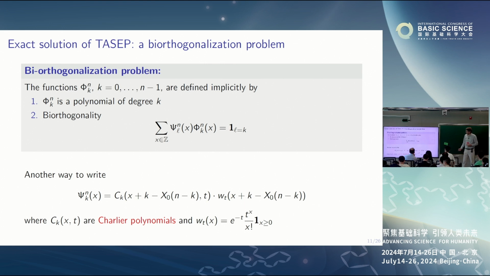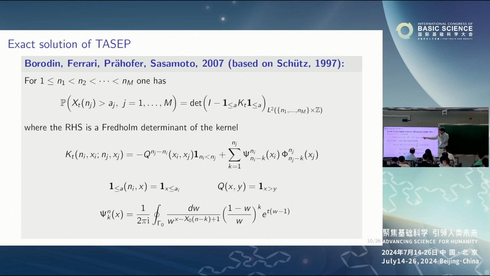Okay, so why is this formula nicer than Schütz's formula? Because now on the right-hand side we have a Fredholm determinant. So the Fredholm determinants are natural generalizations of the usual determinants in the case when the size of the matrix goes to infinity. So this formula is more promising if you want to compute the scaling limit of the model. And the problem now boils down to solving this biorthogonalization problem to determine the functions phi.